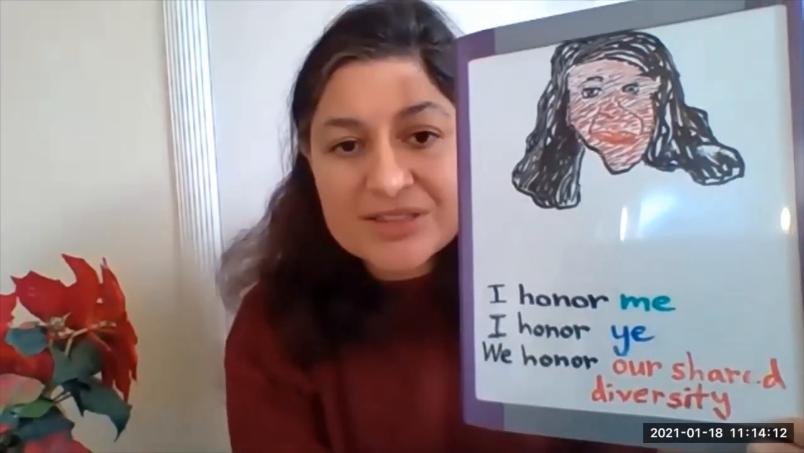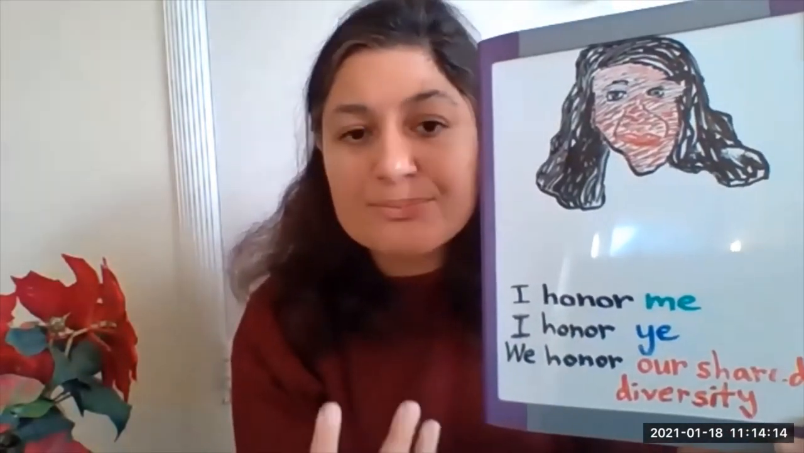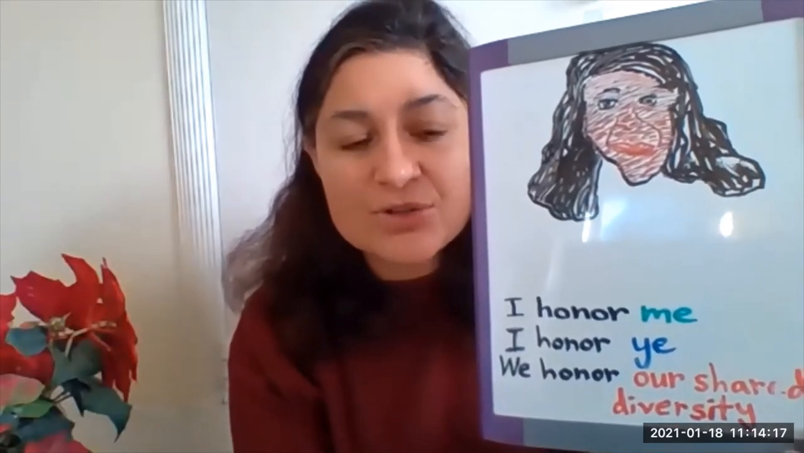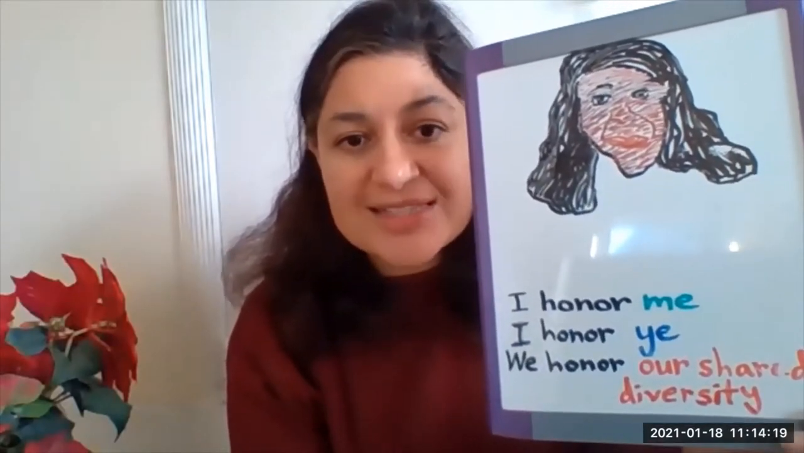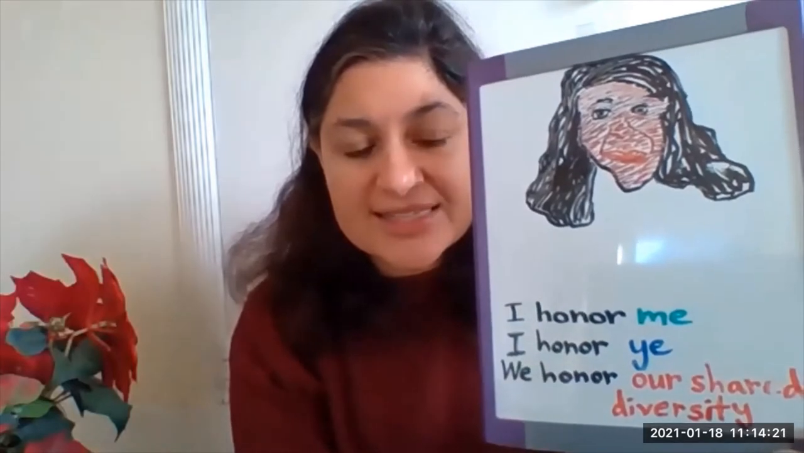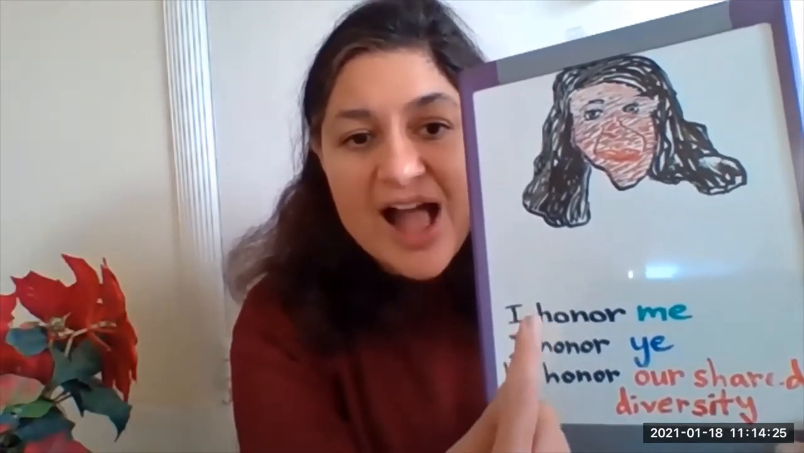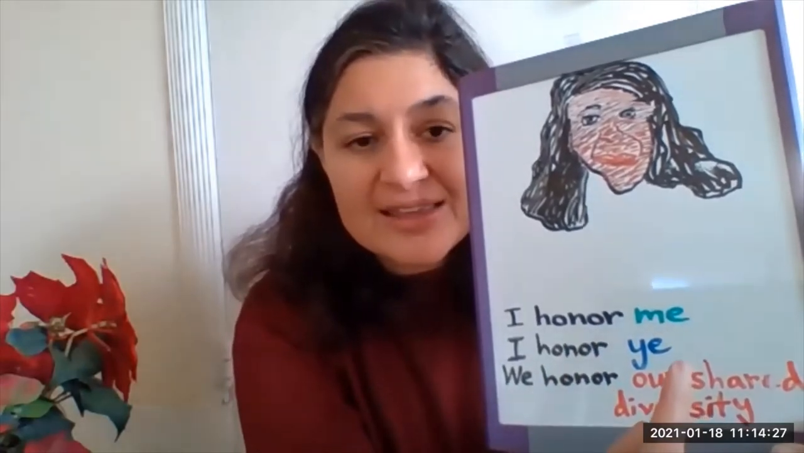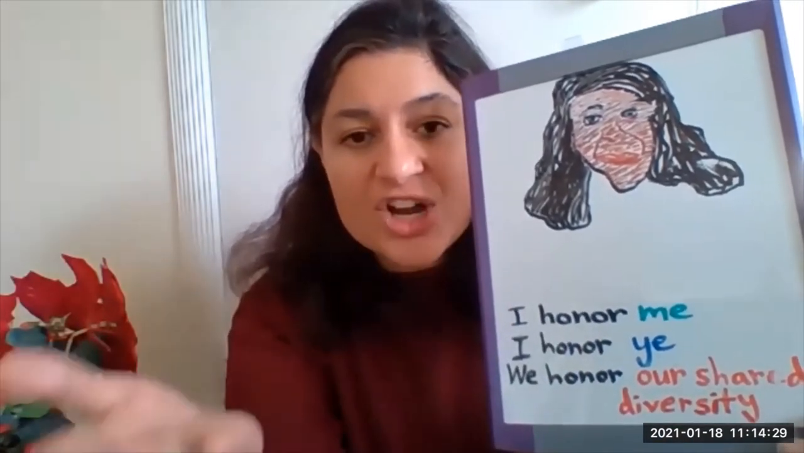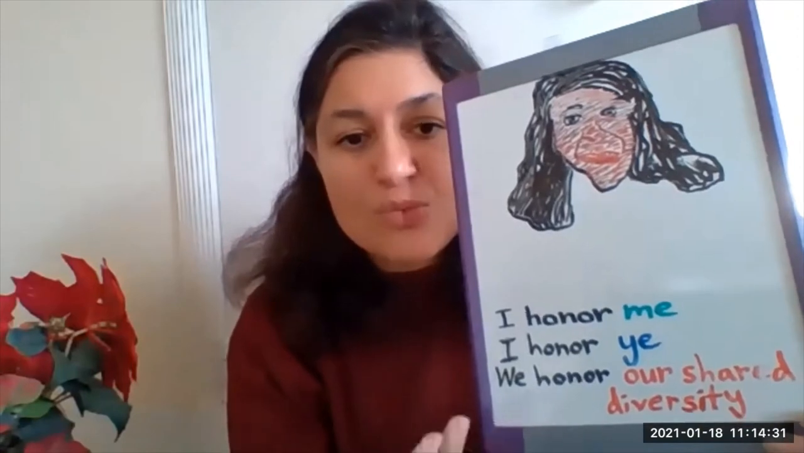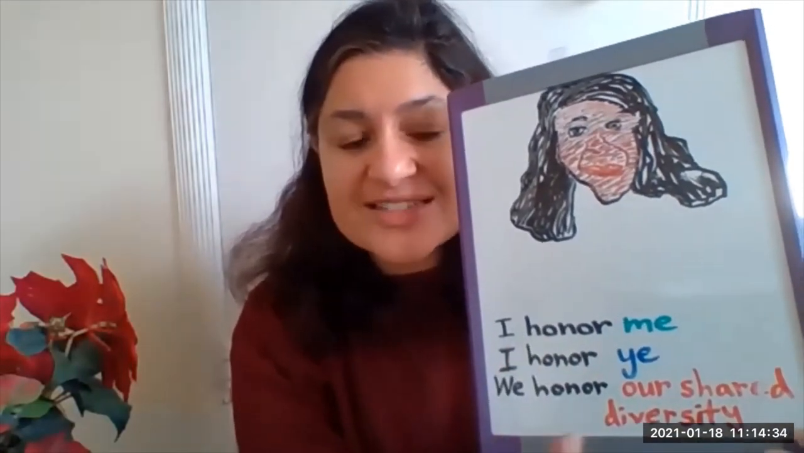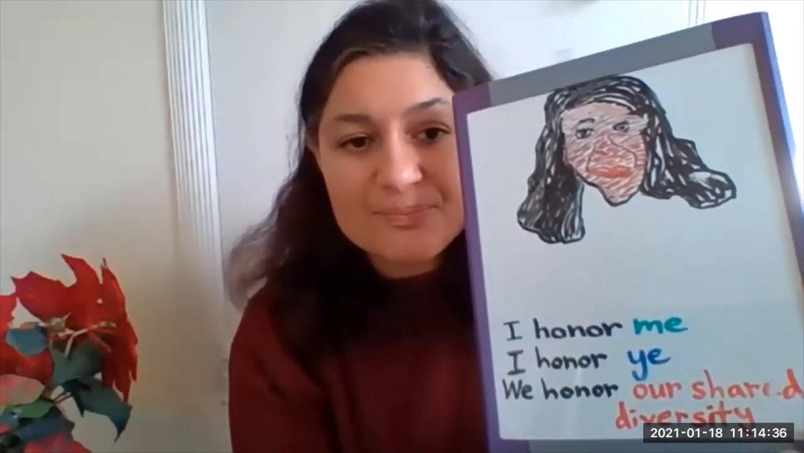we have this proclamation. So we will proclaim together at the count of three. After I say three, we will read these lines. So one, two, three. I honor me. I honor me. I honor ye. We honor our shared diversity.